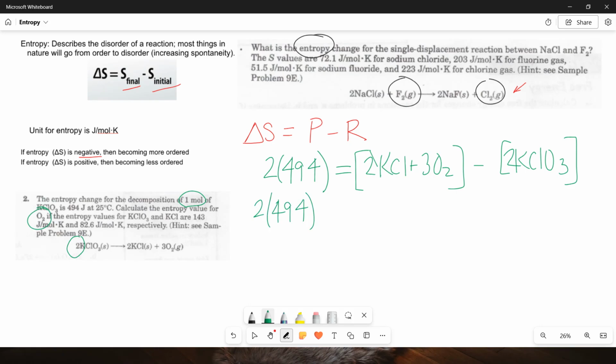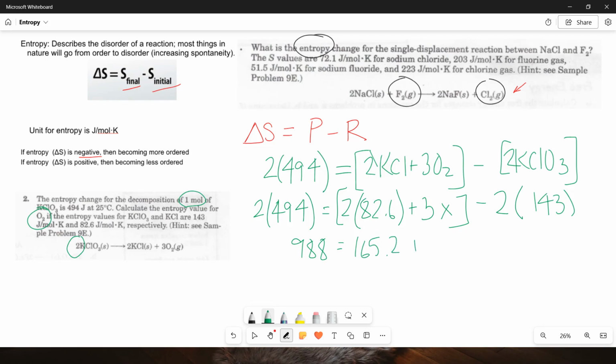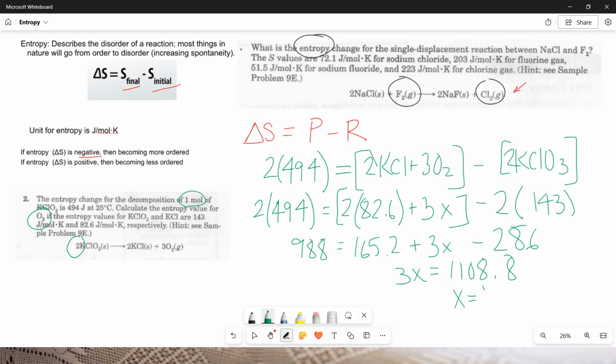Okay, so if I substitute in for the reaction products and reactants, I'm going to have 2 times 82.6 plus 3 times X. And I say X because we don't know oxygen. Minus 2 times 143. So if we simplify this equation, I'm going to have 988 equals 165.2 plus 3x minus 286. So 3x comes out to equal 1108.8.